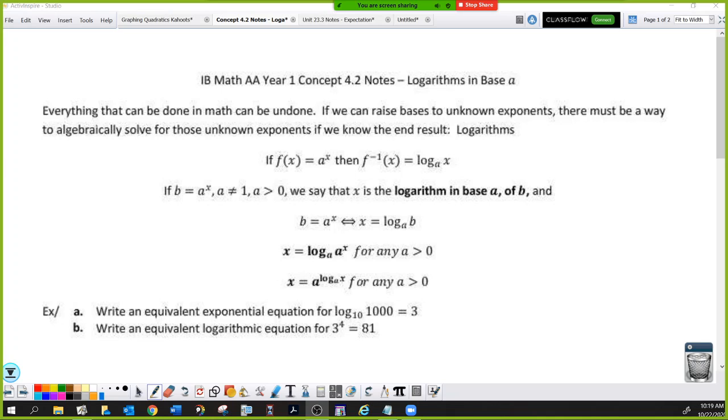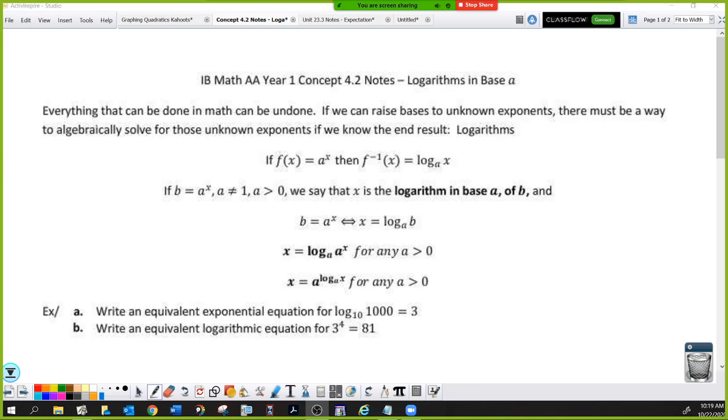Today we are going to move into generalized logarithms. So today we're talking about logs of base A. That means any base we want, not just base 10 like we did yesterday. Yesterday was the common log, base 10. Today we're talking any base we want.